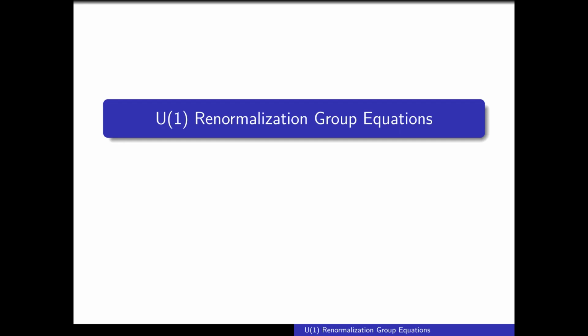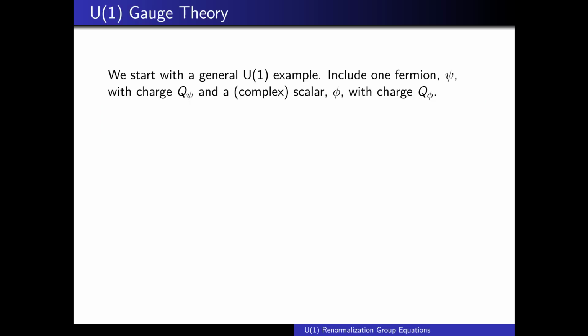This is the first video in a series of lectures about gauge theory and renormalization group equations related to model building in high-energy physics. We're going to start today just talking about the U1 gauge case because that's the simplest case. So we can write down a general U1 gauge theory. Start with just one fermion psi with a charge q, and a complex scalar phi with its own respective charge.